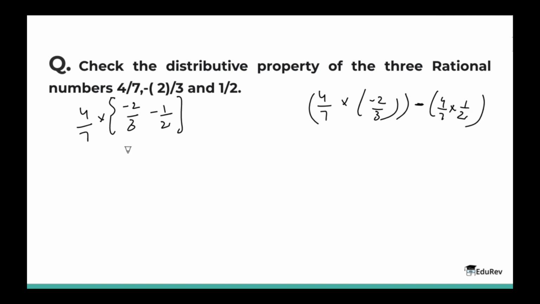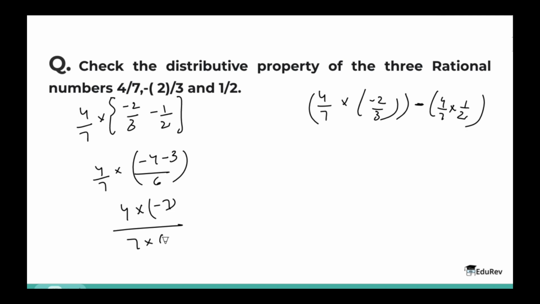Okay. So the answer is that 4 by 7 into this, when I solve it, can be 4 by 7 into minus 4 minus 3 upon 6. So this is nothing but 4 into minus 7 upon 7 into 6. So 7 and 7 are cancelled. So it's minus 4 by 6, and it's nothing but minus 2 by 3. So this is minus 2 by 3.